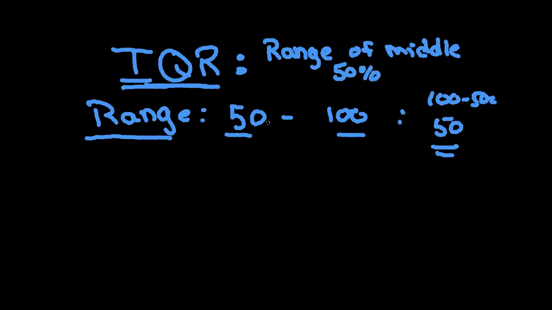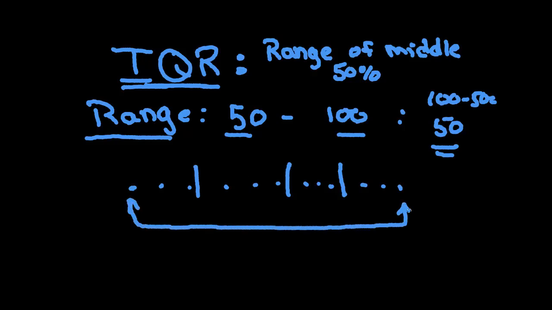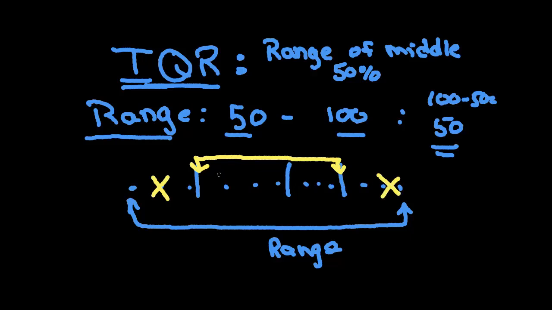The range of the middle 50%. So if we have a bunch of data values, and here's a quarter, here's a half, here's a quarter, then the range goes from this value to this value. That's your range. But your IQR is the smaller range. It's the range of the box only, ignoring the whiskers. This is the IQR, the range of the box in the box plot.